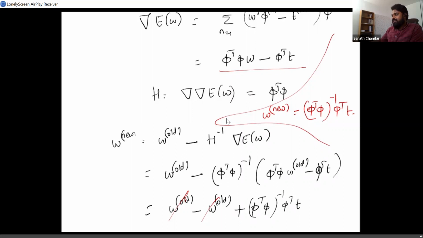Is it implemented in scikit-learn? I'm not sure, please check. But it's a standard algorithm, so it should be there in scikit-learn.